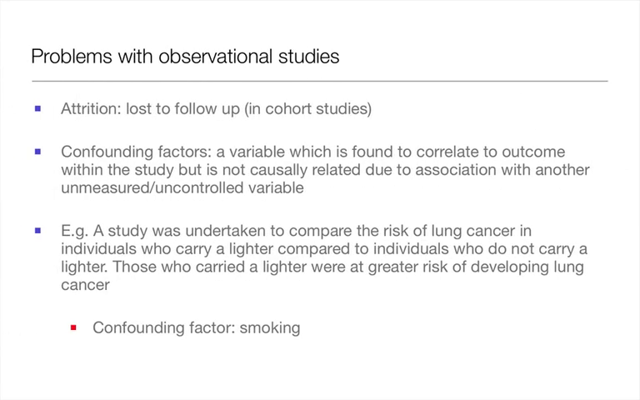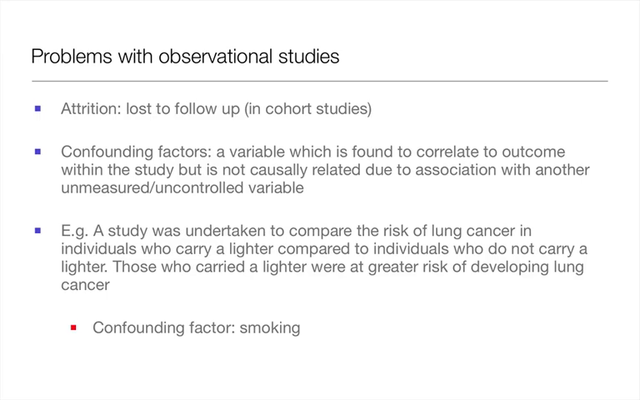Now, there are several problems with observational studies. First of all is attrition, and that just means the number of subjects who are lost to follow-up in cohort studies. The other difficulty is that of confounding factors. Now, a confounding factor is a variable which, when analysing the data in the study, is found to correlate to the outcome being measured, but in actual fact is not causally related because of an association of the confounding factor with another variable which is unmeasured or uncontrolled.